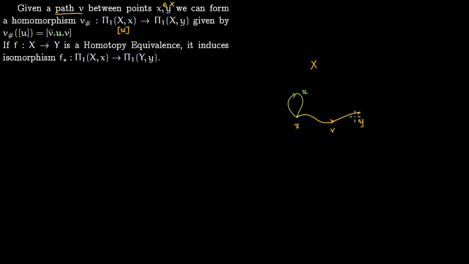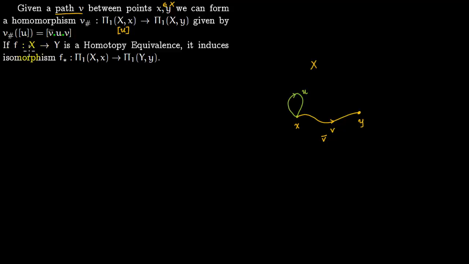The way to get the loop at y is to first traverse in the opposite direction of the path, that is v bar. So first you traverse v bar, then you traverse along the loop u, and then you traverse along the path v back to y. That's why we have these square green dots, to tell you this is not composition, this is just traversing across the path. So the loop u is carried to the point y. Again, first v bar, then u, and then v.